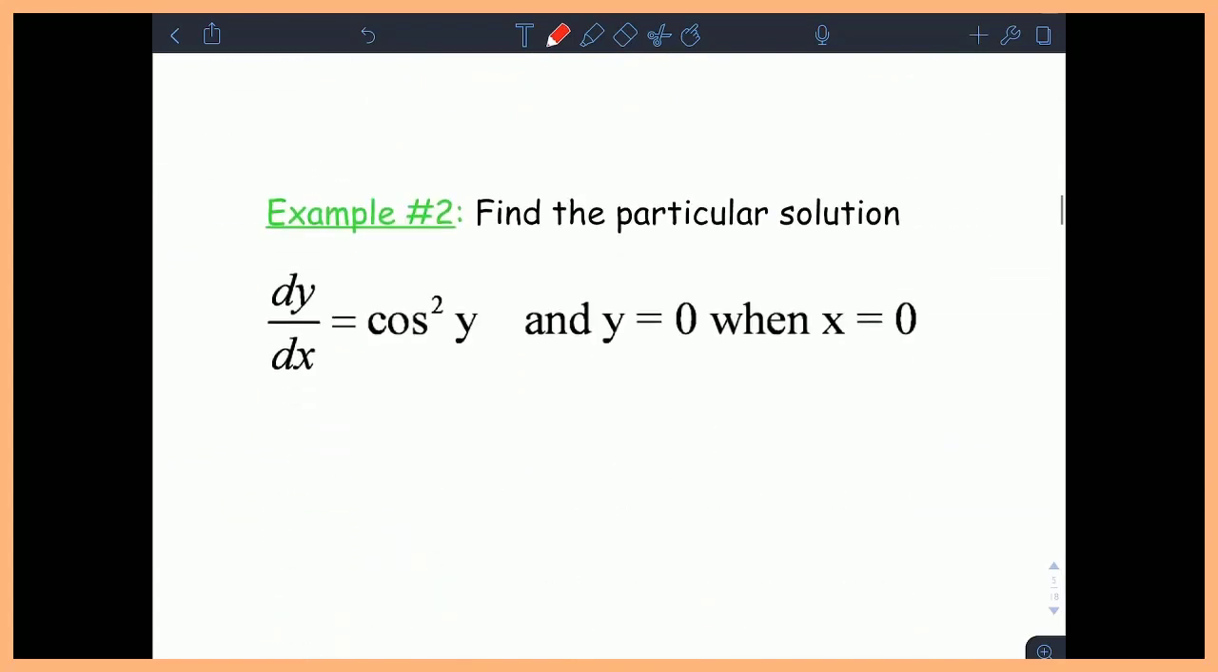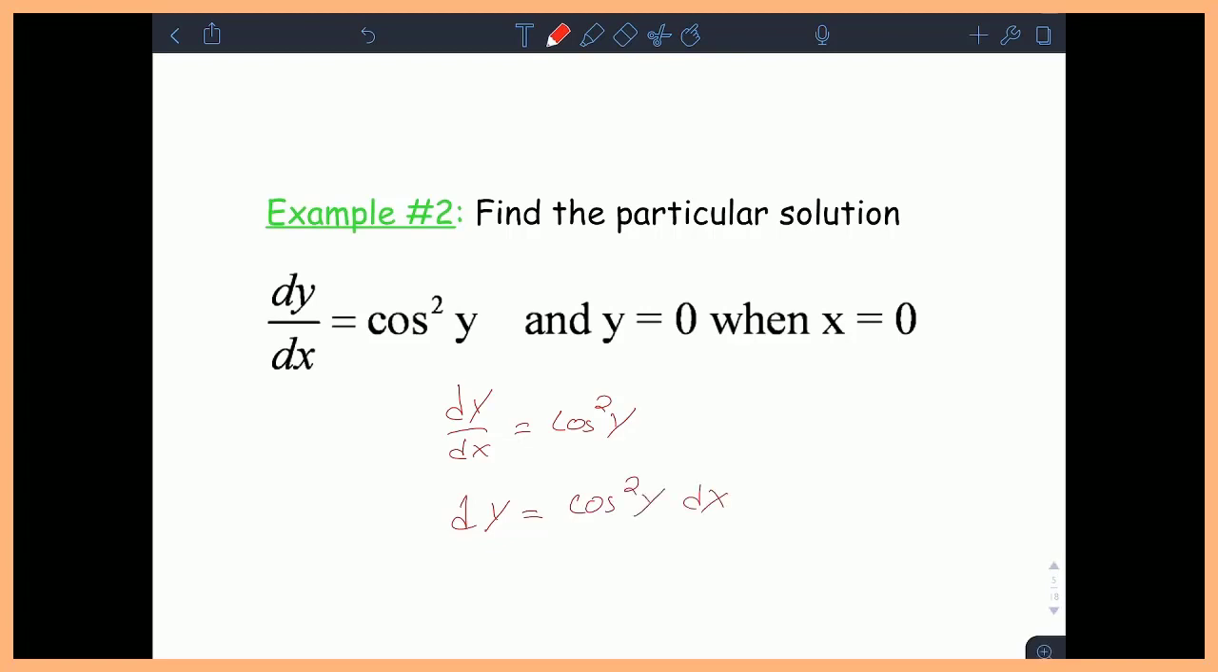Let's try another one. Example 2. Find the particular solution of dy/dx equals cosine squared y, and y equals 0 when x equals 0. So for this one, I'm just going to write down the differential. So this is cosine squared y, and I want to get the dy over with the dy. So if I multiply by dx, that'd be dy equals cosine squared y dx.